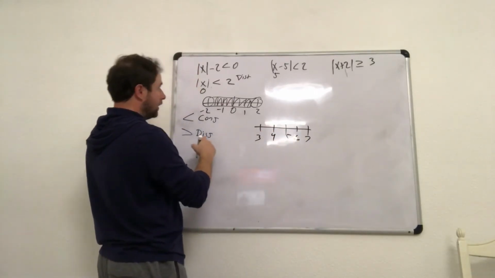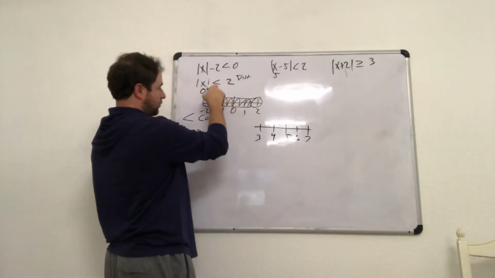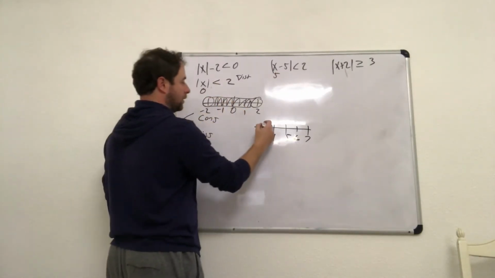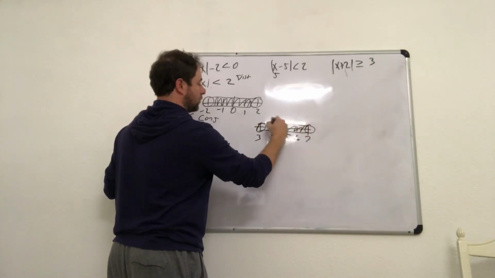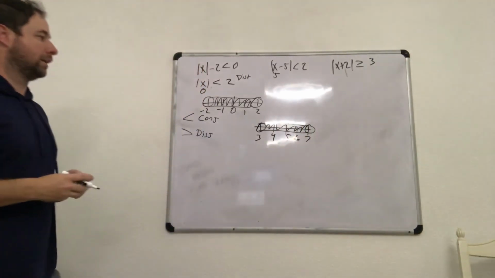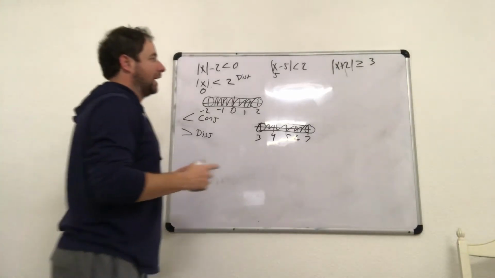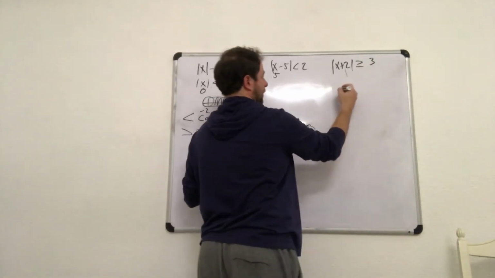5 is the origin. It is less than 2. So just like this one, it is a conjunction, and there is no equal to. So it's going to be in between these two right here.